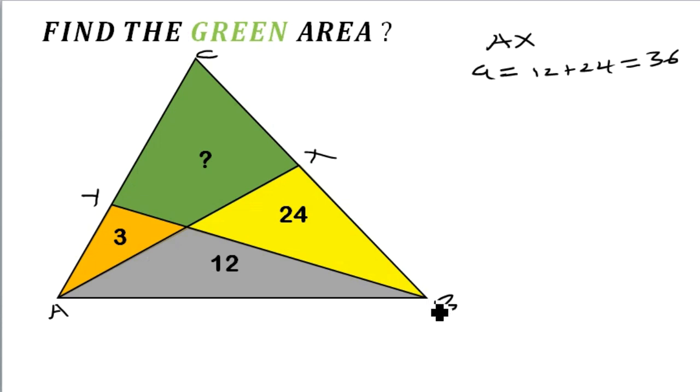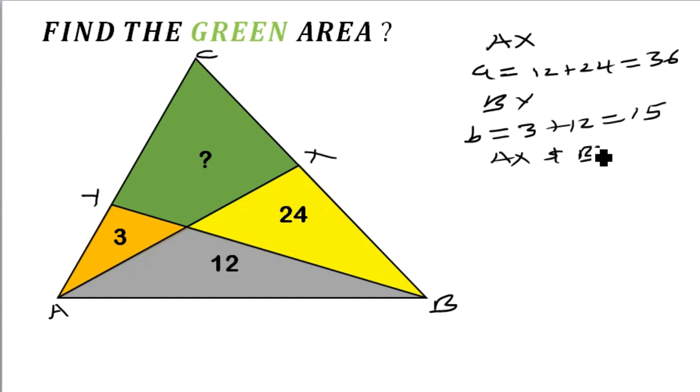Then if you take the transversal line BY, the area below it, if we denote it by B, is 3 plus 12, which gives you a total of 15. Then we take the area below both of them. The intersection of both transversal lines is an area of 12, so below them we have an area of 12. We denote the intersection by C, so C is 12.